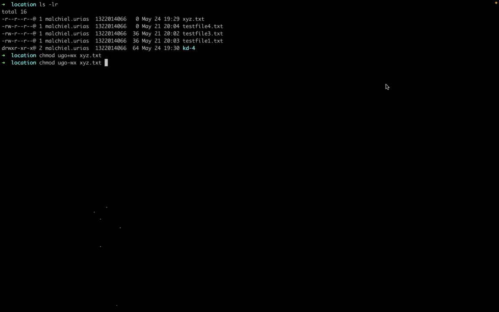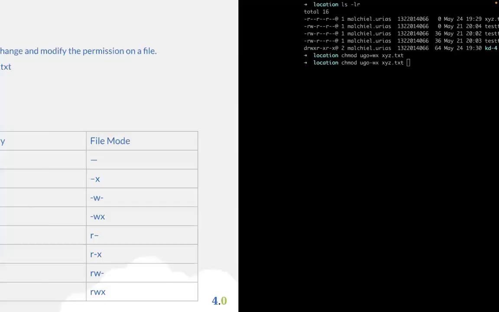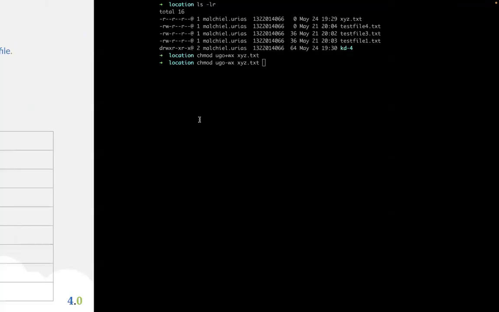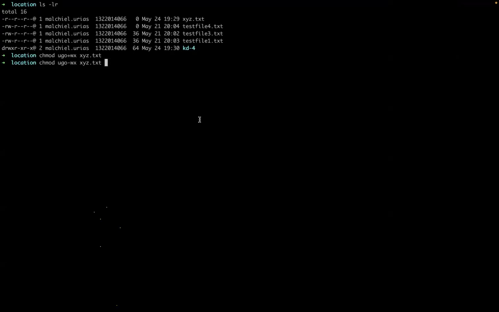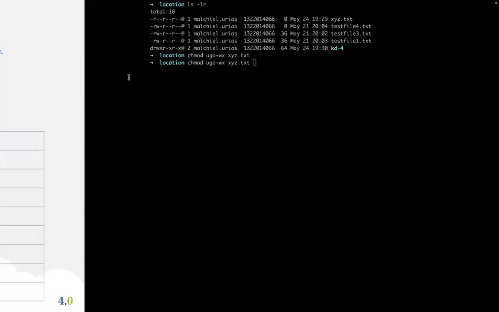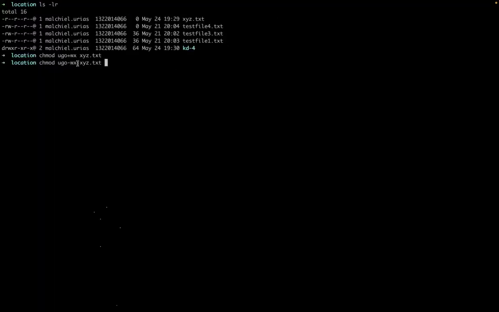I want to convert this to the octal notation. Okay. How do I do it? Let me go back there again. WX is simple now: 011. It's not hard again. It's 011. But remember, I'm not adding permissions. I'm removing. So I want to remove.